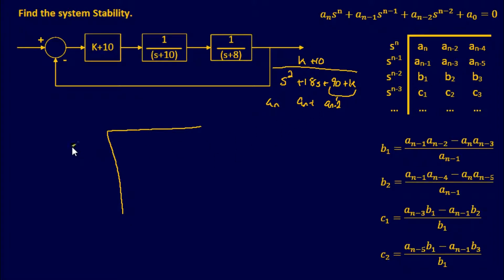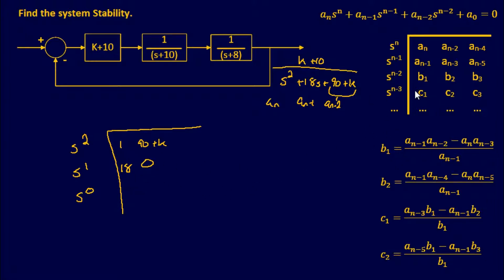Now this one's actually a little simpler. It's going to have less rows. S2, S1, S0. Same thing as last time. S2, first and third one, which is 1, 90 plus k. Pretty simple. Second row is going to be a and n minus 1, which is 18. And then your third one, which is 0. There is no third one.